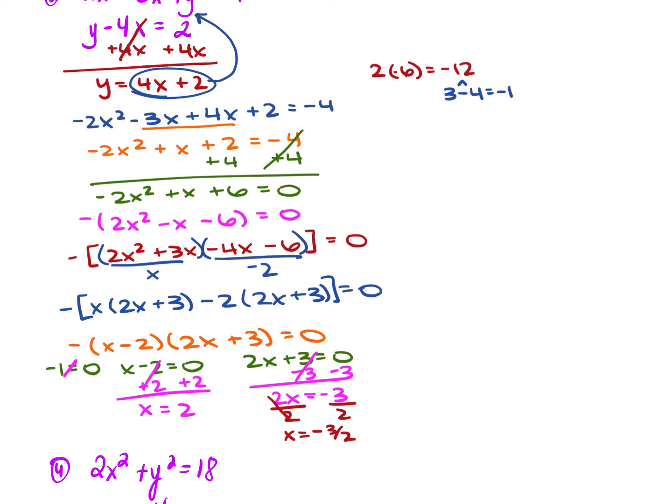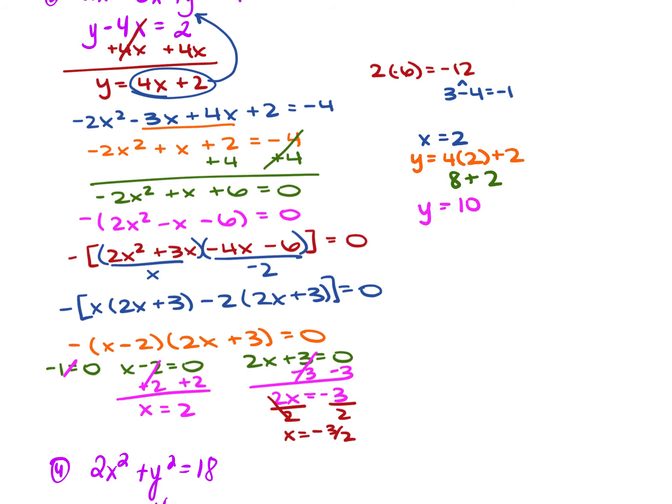For that x is equal to 2, we're going to solve that using that y is equal to 4x plus 2. So it's going to be y is equal to 4 times 2 plus 2. The 4 times 2 is 8, plus 2 gives us 10.